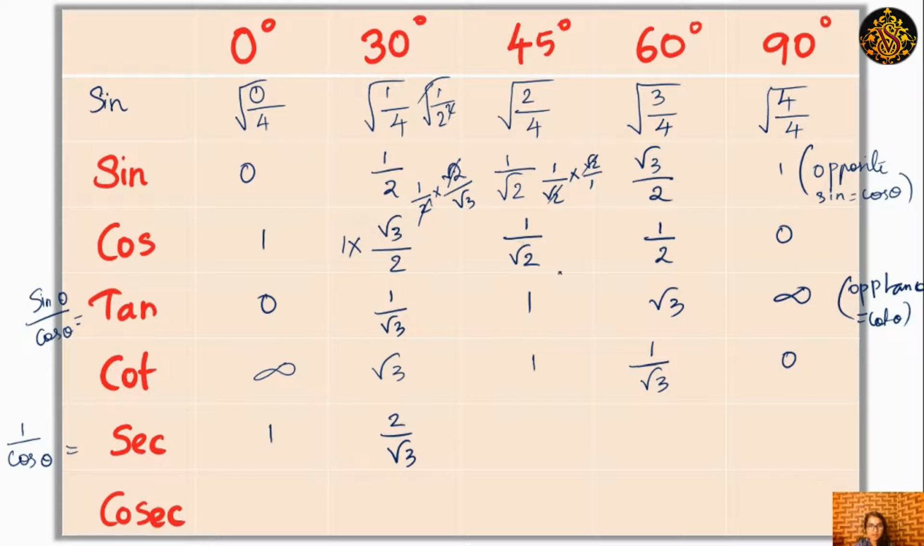And here we have 1 by root 2. So it's root 2 by 1. That's root 2. 1 by 2, so 2 by 1. It's 2.